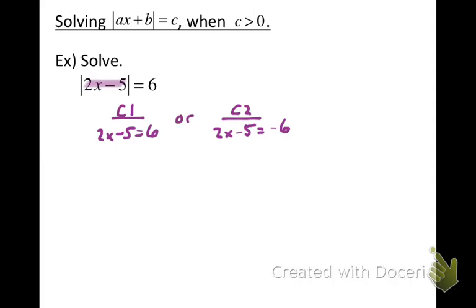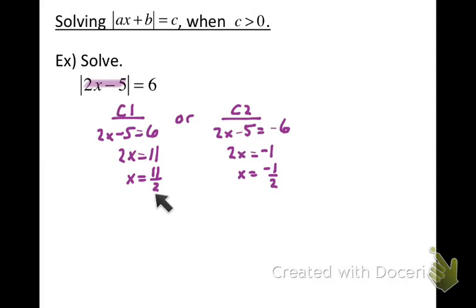All right, so with the first case, that would give us 2x equals 11, and then x would equal 11 halves. And with the second case, we would get 2x equals negative 1, and so we would get x is equal to negative 1 half. Now, do those both work as solutions? Well, let's see if we can do some mental math here.